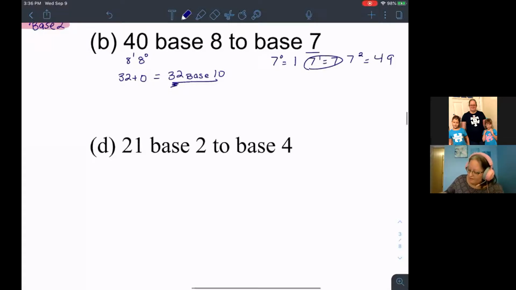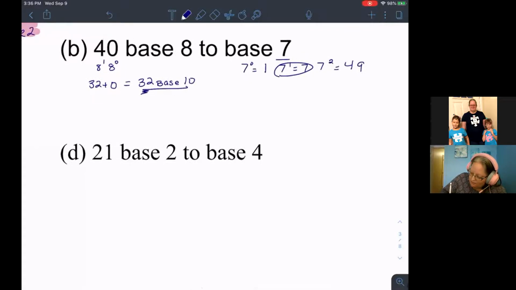So we're going to divide 32 by 7, our biggest power that will go into it. 32 divided by 7 is 4. 4 times 7 is 28, and that gives us a remainder of 4. So we have 4, which is our first term, with a remainder of 4.